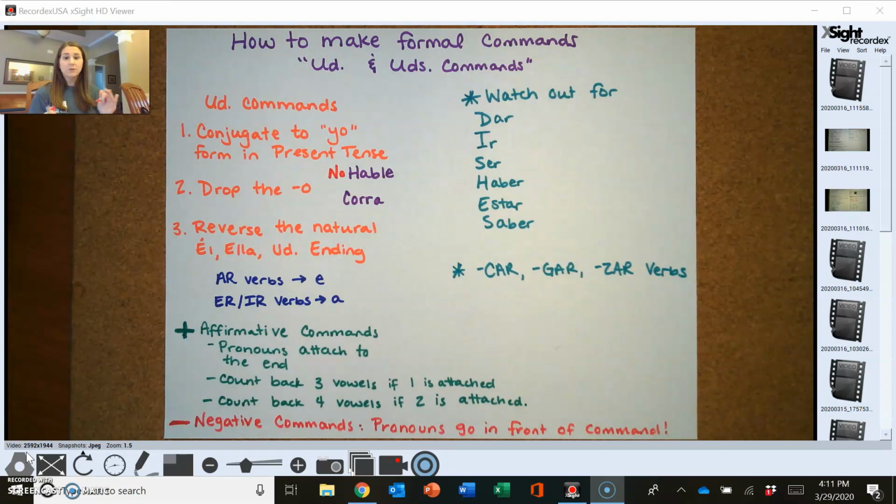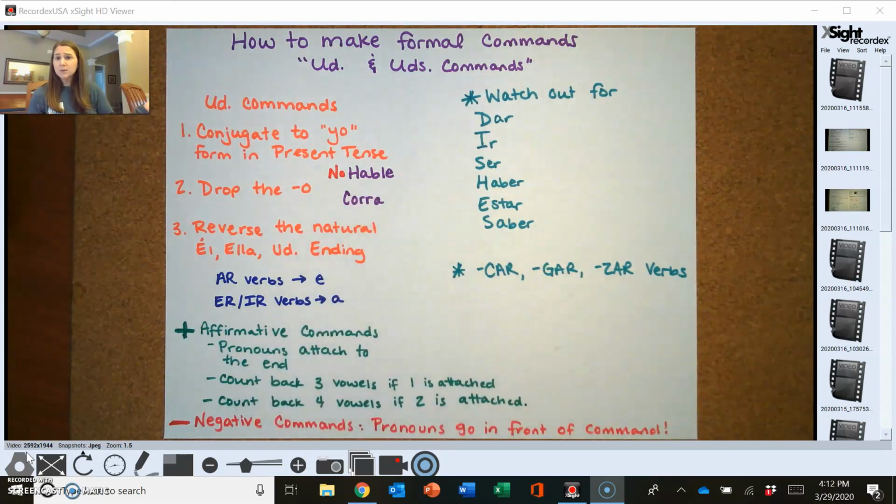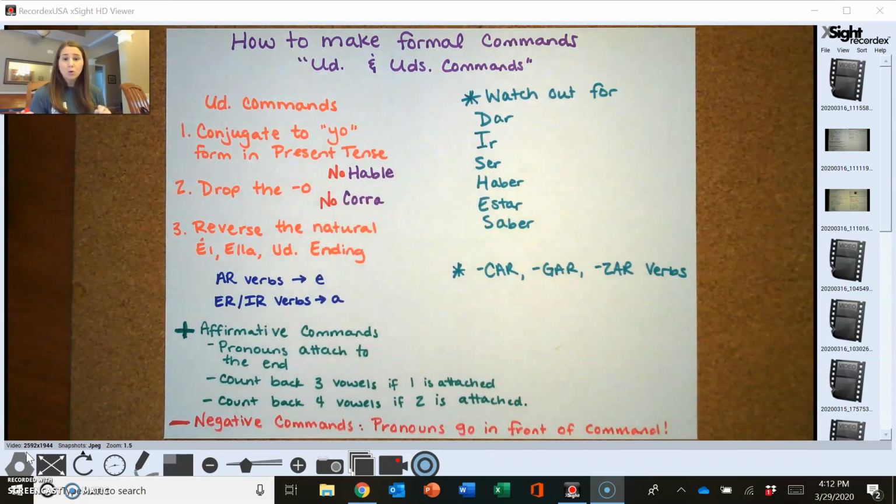It's the exact same thing for affirmatives and negatives. If I'm telling you, don't run, okay, don't run, you just had knee replacement surgery. What are you doing? Don't run. No corra. Okay? Now, the only thing that you really do have to remember is down here in the green and the red. And it pretty much works the exact same way that we used for tú commands.